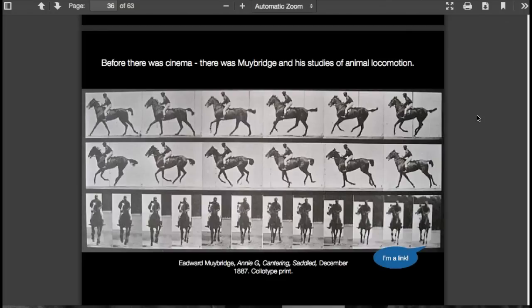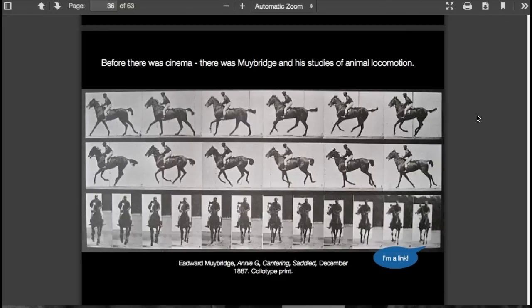And before there was cinema, because we're going to look at that a little bit, there was Muybridge and his studies of animal locomotion. So we were able to fix an image finally, but we haven't quite discovered the idea of a moving picture yet until Muybridge comes around. This is 1887. This is called a collotype print.